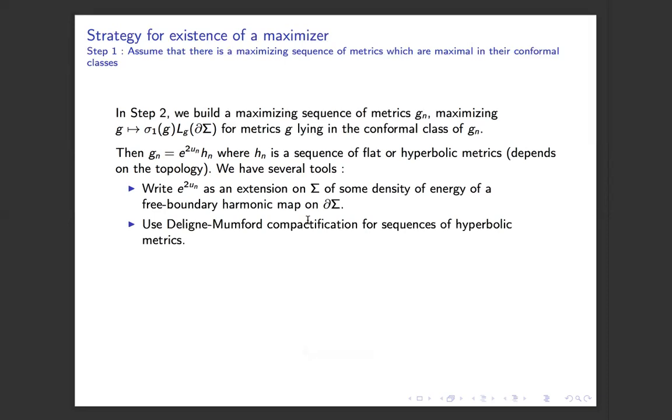Then we have another tool, which is Deligne-Mumford compactification for sequences of hyperbolic metrics. So we have to deal with the sequence of Hn, and the only non-compactness that can happen is that we have some maybe closed geodesics or geodesics connecting boundary components which shrink as n goes to plus infinity. And in this case, we can study the behavior of the metric at the neighborhood of these shrinking geodesics by some collar lemma.